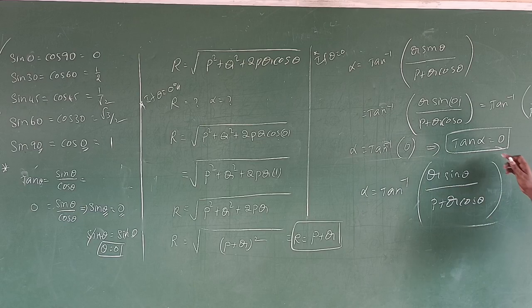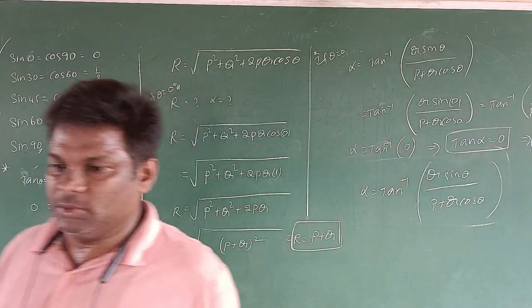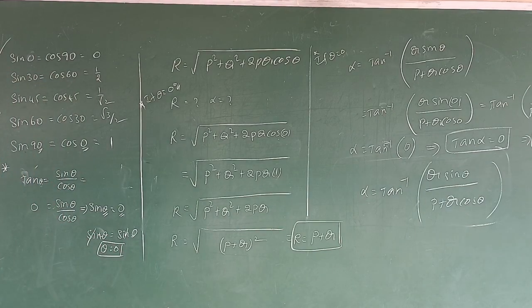So what happened here? Implies alpha is equal to 0 degrees. It means there is no angle between P and Q. Both are parallel to each other.